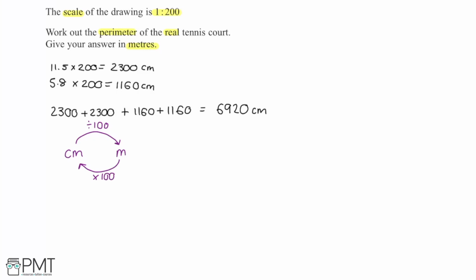So I can take 6,920, divide that by 100, and that's going to give me an answer of 69.2 metres for the perimeter of the real tennis court.